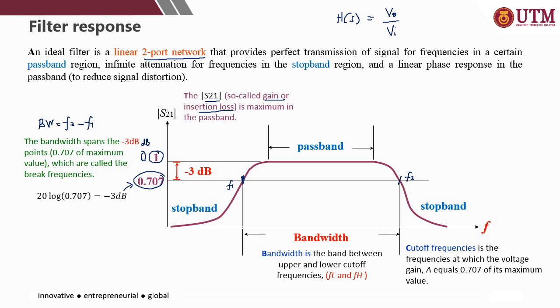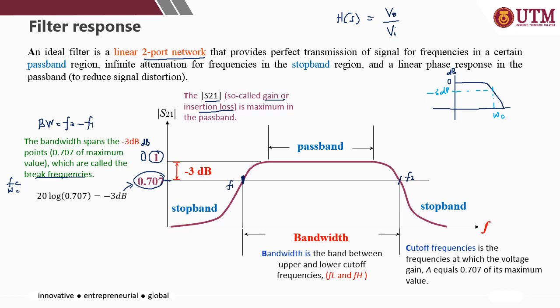Okay, so the 3 dB point here is also known as the break frequency, or fc or ωc. It's the cutoff frequency point. For example, if you have a low pass filter, so 0 dB and minus 3 dB, this is where your cutoff frequency is.